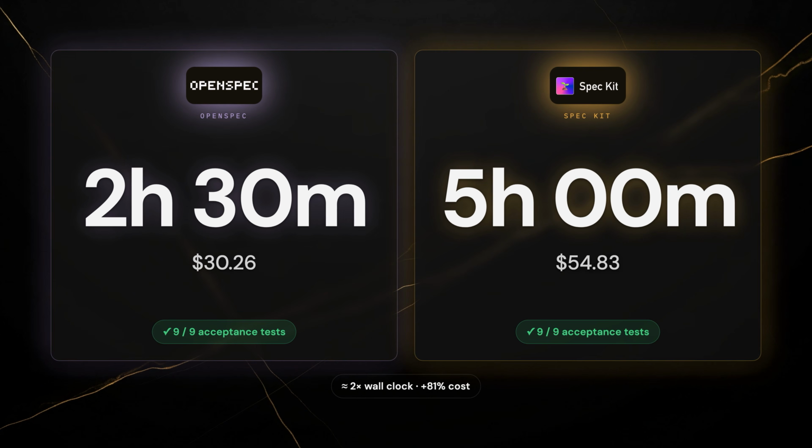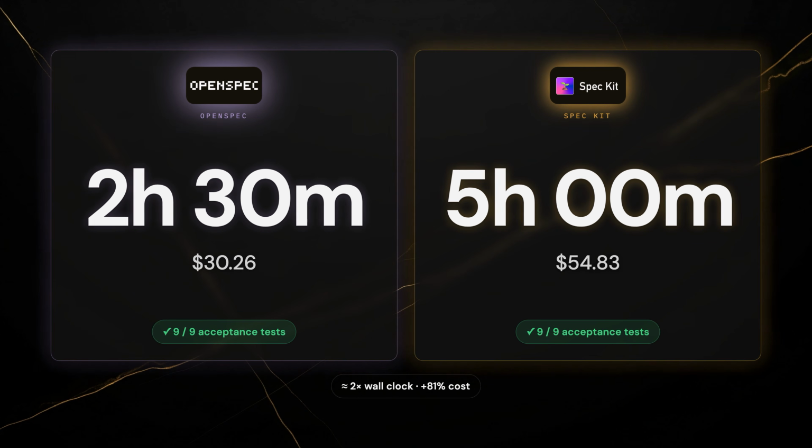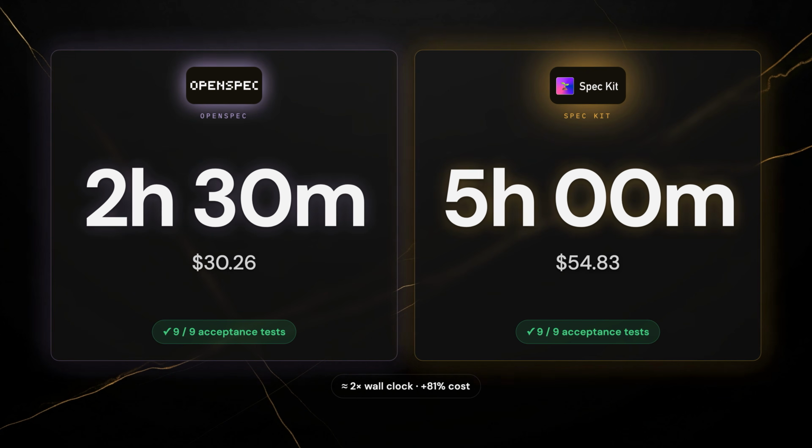OpenSpec shipped a working agent in about 2.5 hours of wall clock, including some video recording overhead, not just the framework, for $30.26 on Claude. Spec Kit took roughly 5 hours and $54.83. Both passed 9 out of 9 acceptance tests.